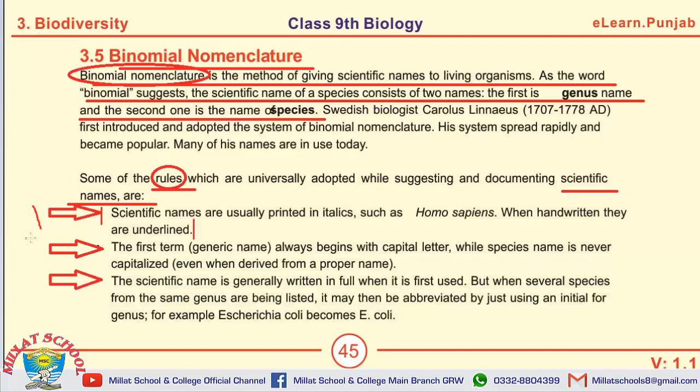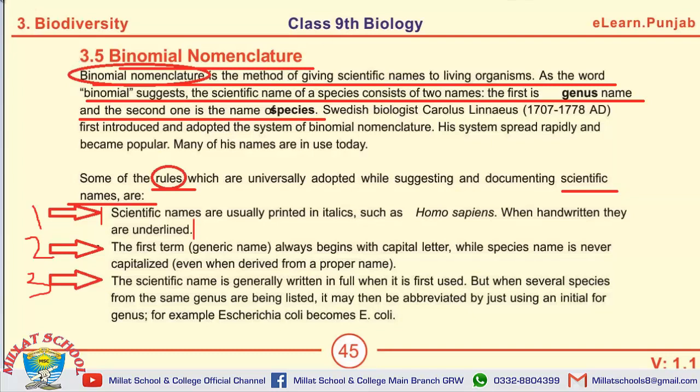The second rule is the first term, the generic name, always begins with a capital letter, while the species name is never capitalized. And the third rule is the scientific name is generally written in full when it is first used, but when several species from the same genus are being listed, it may then be abbreviated by just using an initial for the genus. For example, E. coli. There are MCQs on this page.